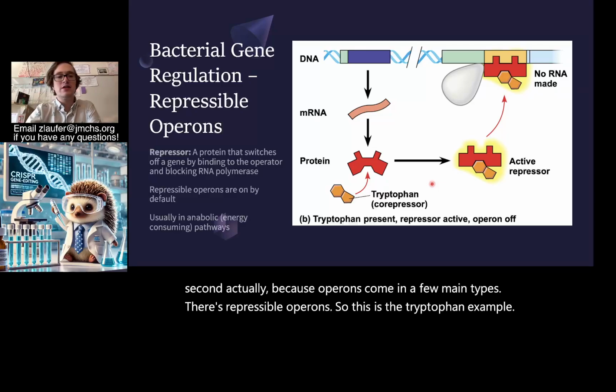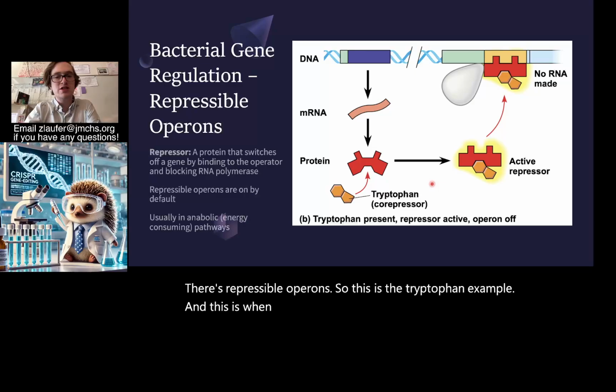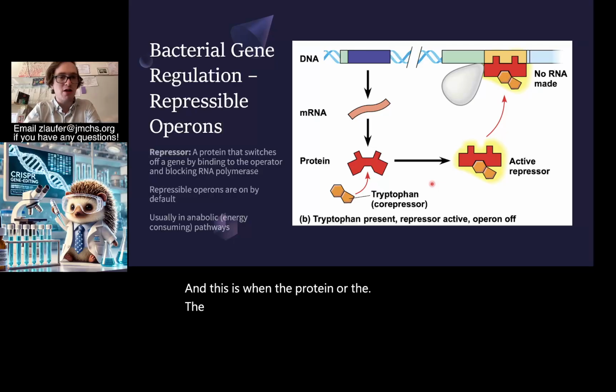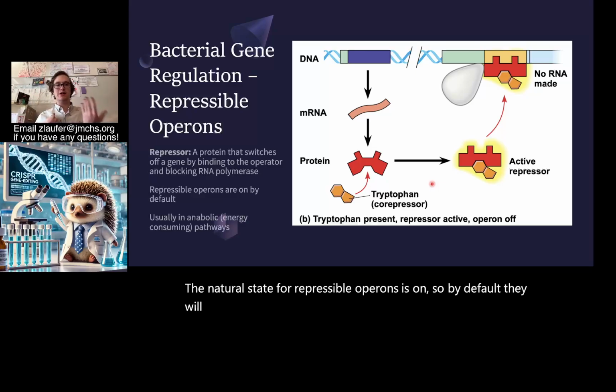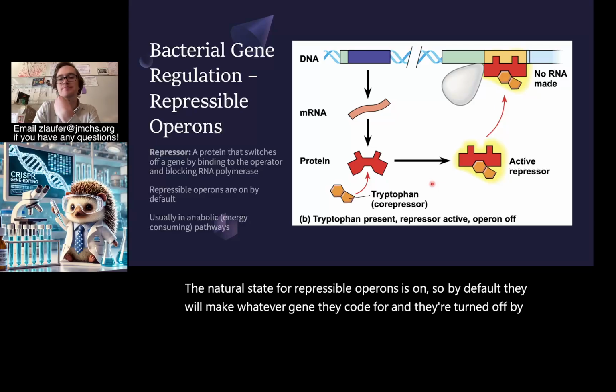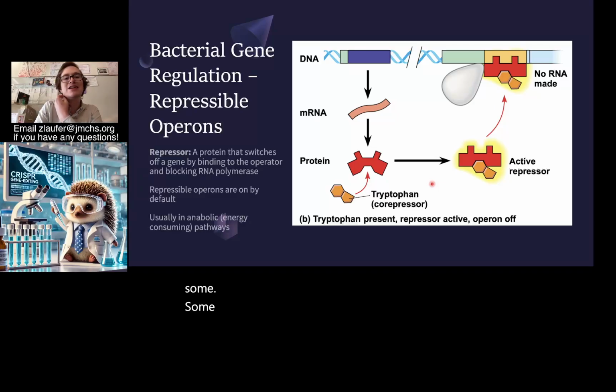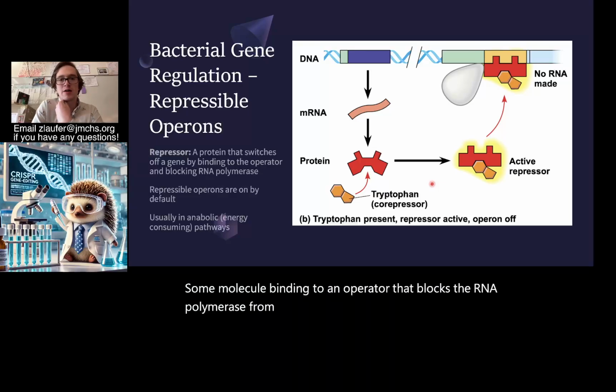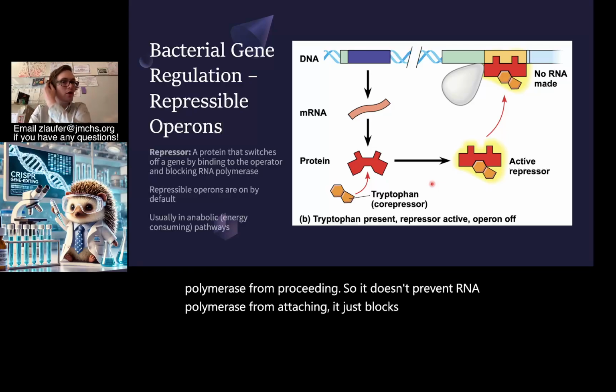The natural state for repressible operons is on. So by default, they will make whatever gene they code for, and they're turned off by some molecule binding to an operator that blocks the RNA polymerase from proceeding. So it doesn't prevent RNA polymerase from attaching, it just blocks it from continuing to go forward.